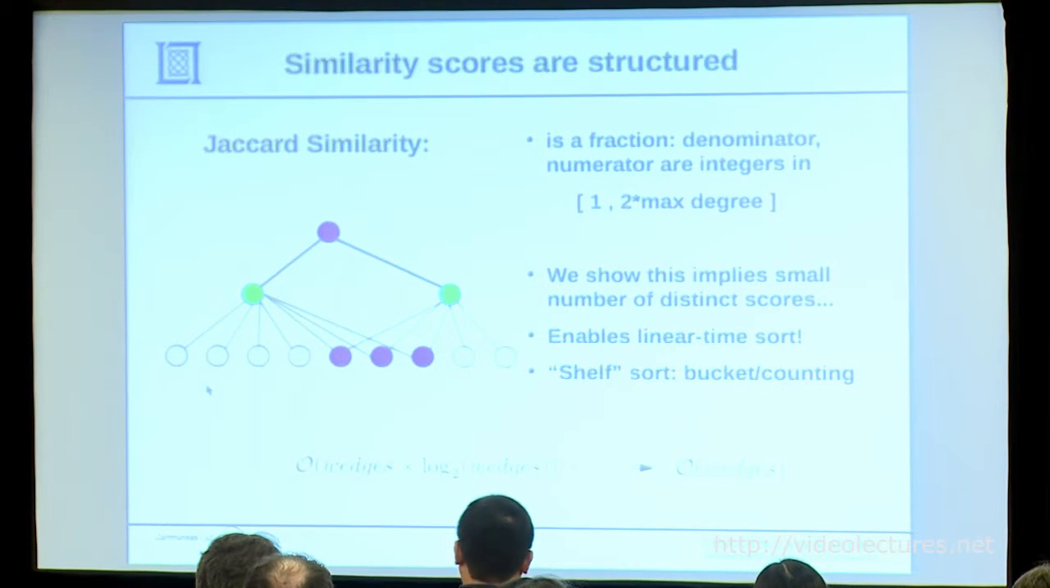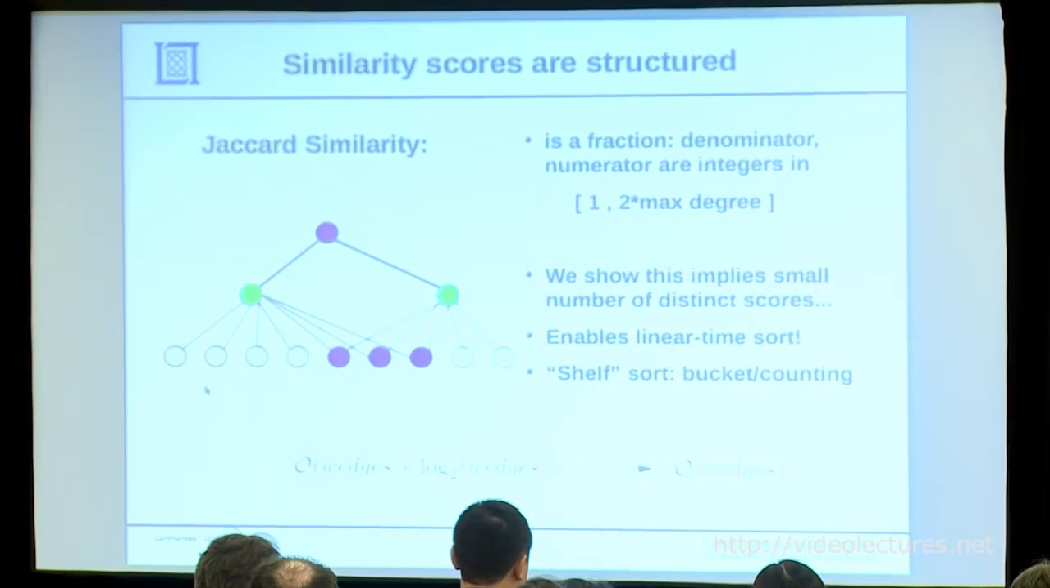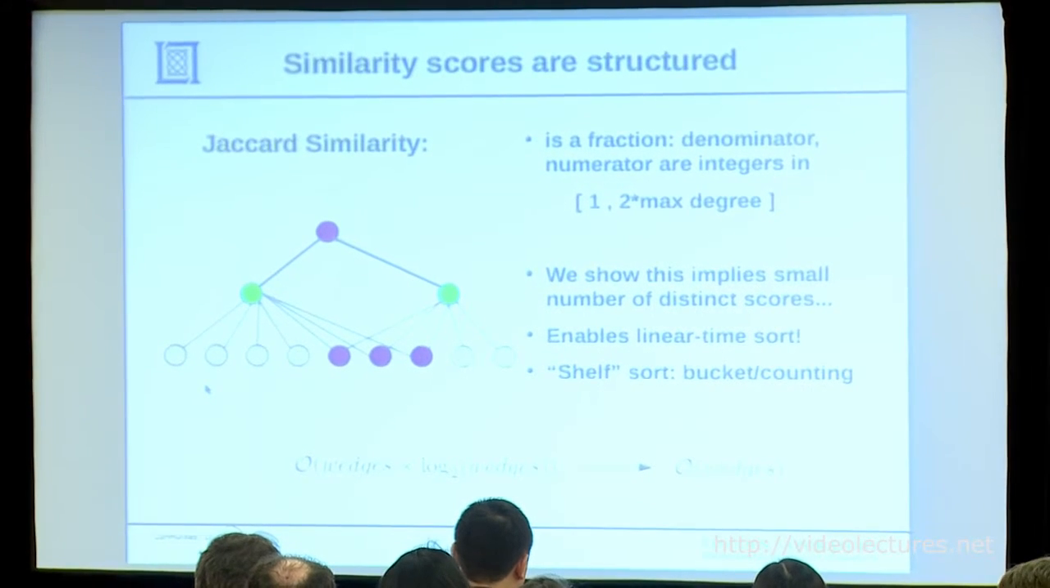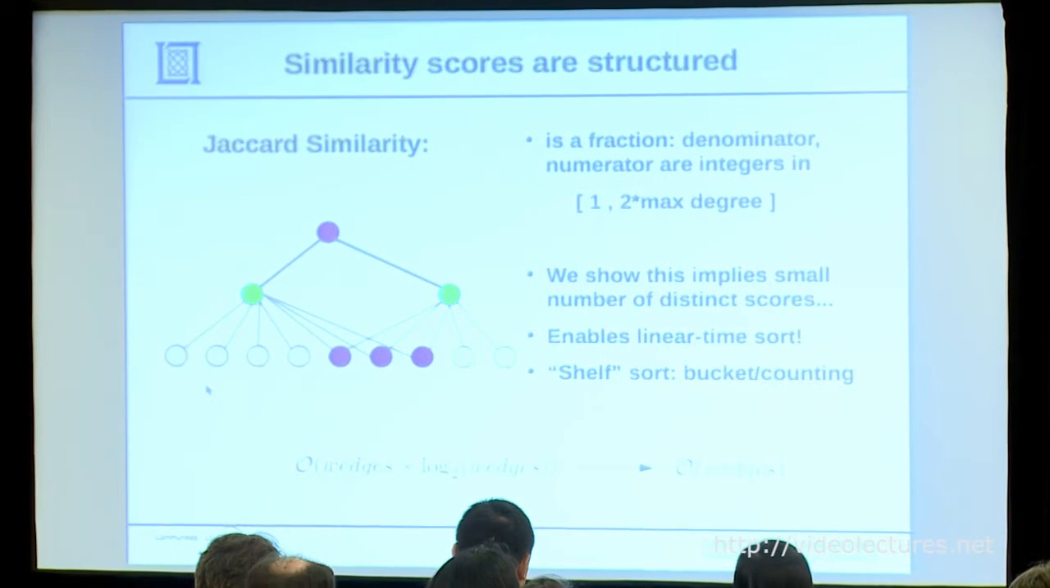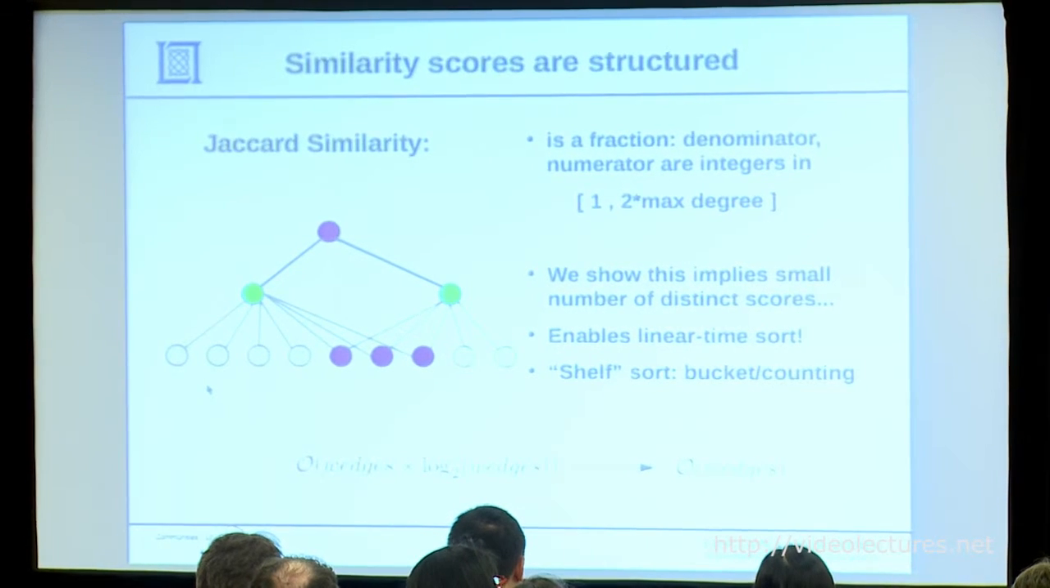Okay, so I mentioned Jaccard similarity. You don't have to remember exactly what it is. Keep in mind that it's a fraction, and it's a fraction of numbers that are inside this interval 1 to maximum degree times 2. What that means, the reason that's important, is it means the set of similarity scores that we might be producing, even though we might have a billion different wedges that we're giving a score to, the set of different values that their score might be is very small. It turns out to be no more than max degree squared. It can be actually a lot less than that.